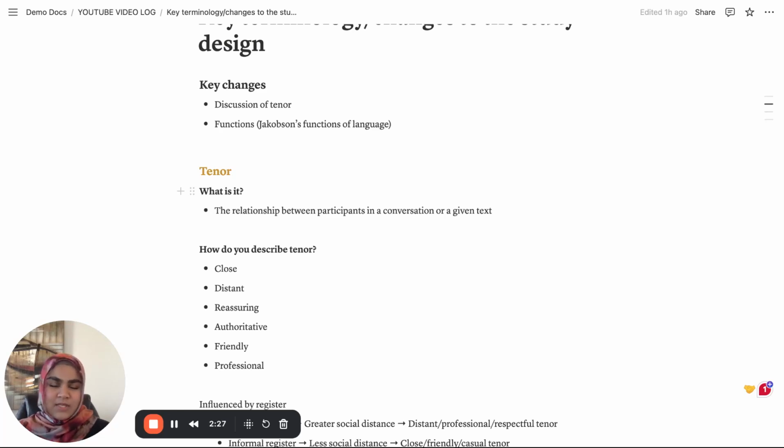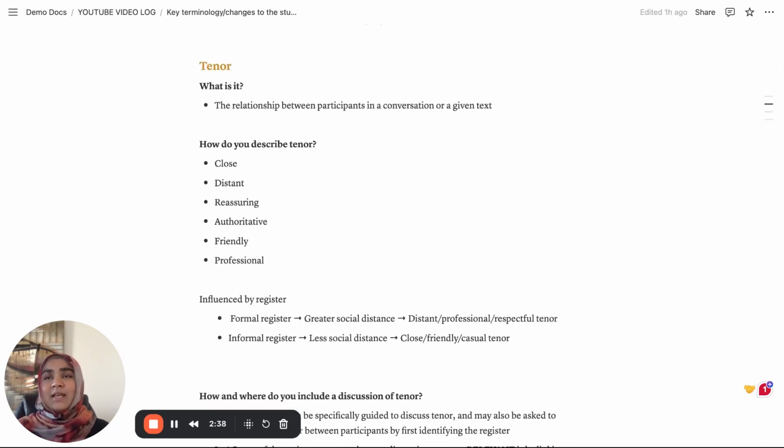Now, a bit of a misconception, a bit of confusion that some students may have, is that tenor is replacing register, and that is not the case. Rather, tenor can be influenced by register. And let me explain exactly how this may happen.